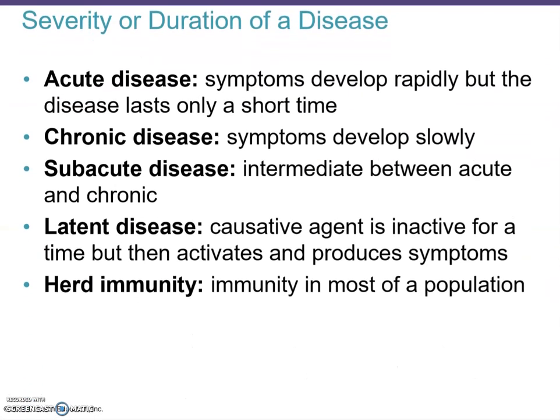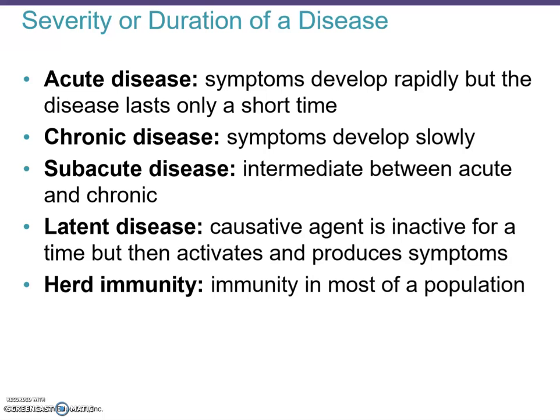More terms here. So we call something acute disease when the symptoms develop rapidly, but the disease lasts only a short time. So acute disease, let's see, swine flu came on really fast. You had severe symptoms for a few days, and then it subsided, and it was lasting only a short time. Chronic disease develops slowly and is chronic. That means it stays with you for a long time. Good examples would be hepatitis. They stay usually chronic.